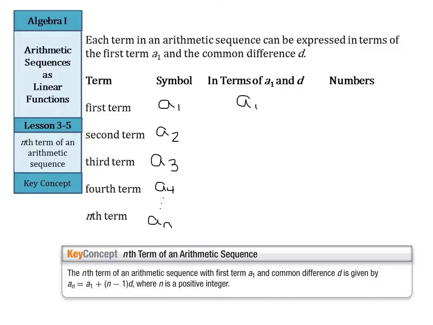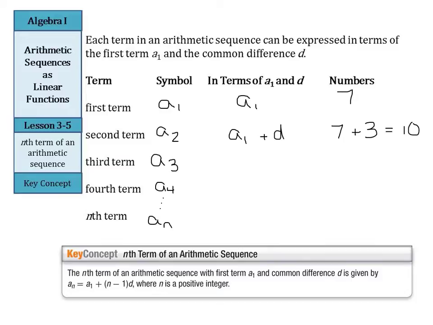Now, with our common difference, to get from the first term to the second term, we can take our first term, A1, and add our common difference. In other words, if our first term was 7, we can do 7 plus, if our common difference is, let's say, 3, we can get to 10.